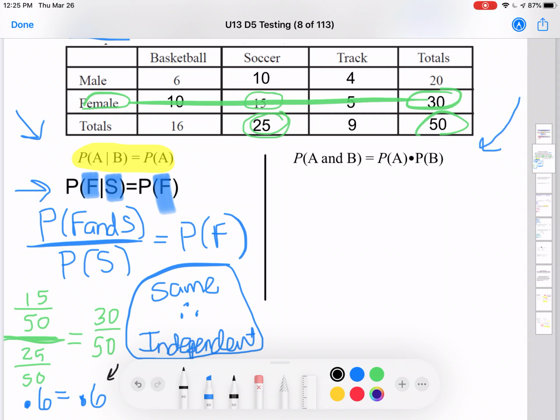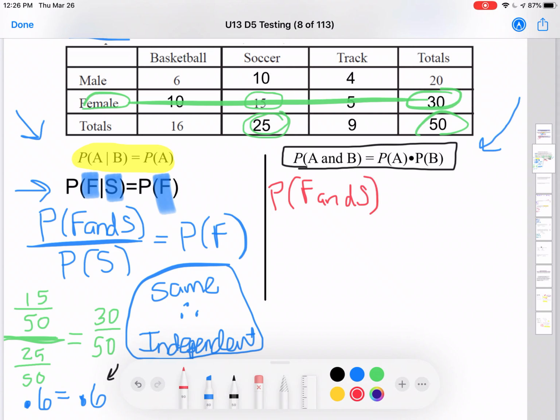Okay, so let's try the new way now. And again, most kids like this new way. It's called the product rule. So we're doing female and soccer again. All right, so the product rule is the probability of A and B is equal to the probability of A times the probability of B. This is just a test to see if they're independent or dependent. This is not like a formula that we use in any other situation. This is just to test for independence. So probability, and you can do whatever one you want. I'll do female and soccer. You can write it as soccer and female. And what's nice about this one is order doesn't matter either way.